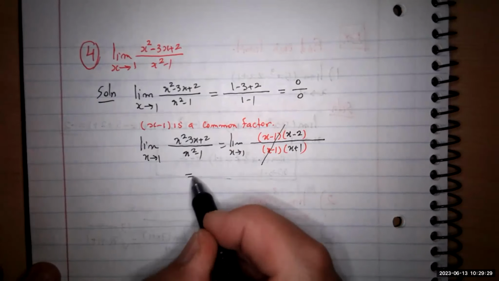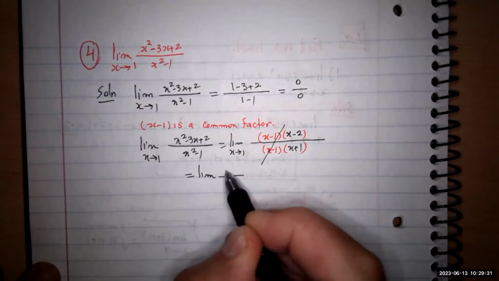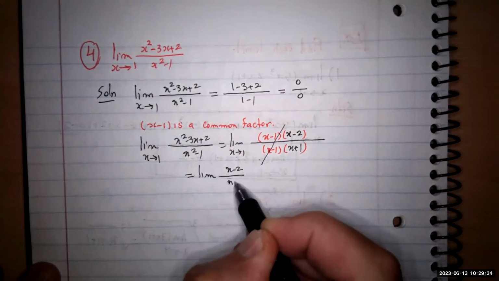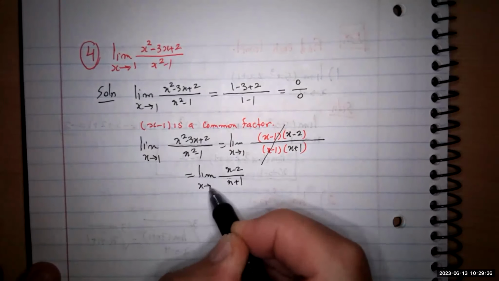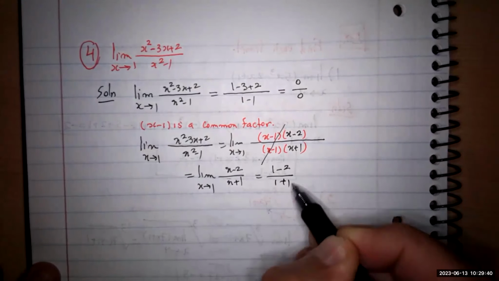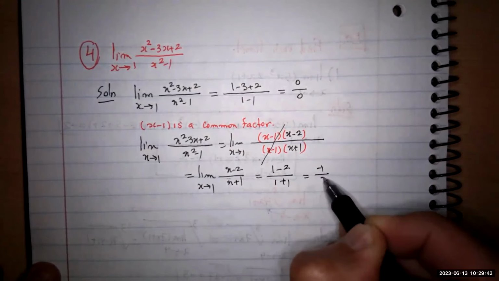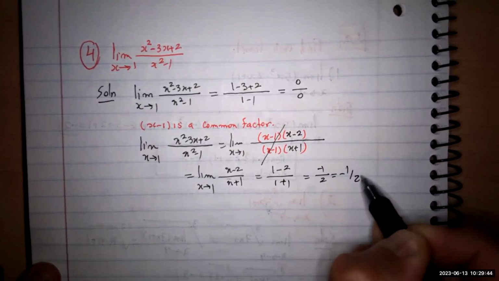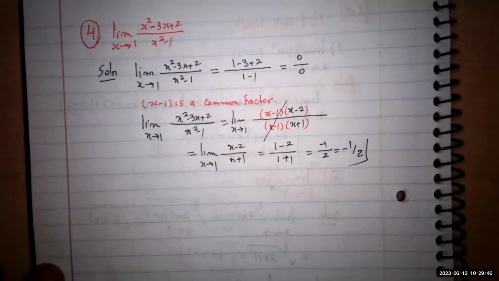Okay, so this is going to be the limit of x minus 2 on the top, x plus 1 on the bottom, x goes to 1. Now you substitute: 1 minus 2 over 1 plus 1. That gives you -1/2. Final answer.